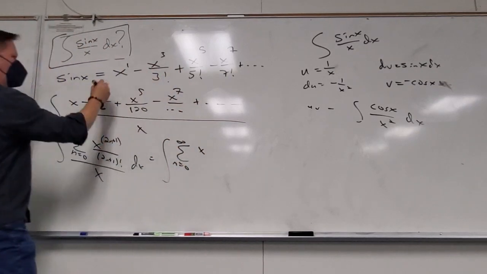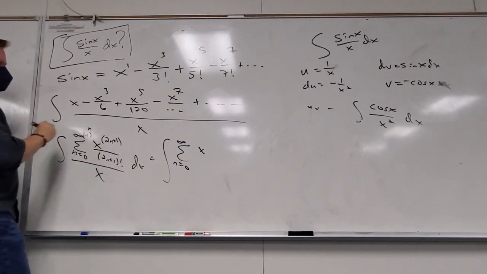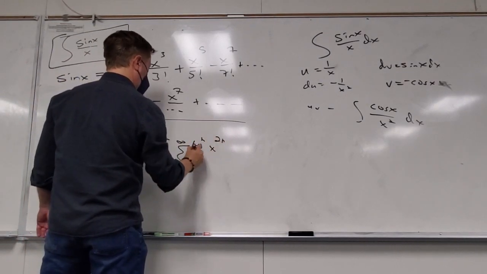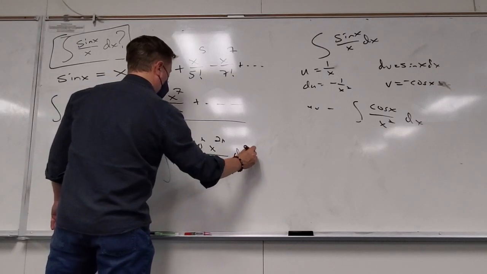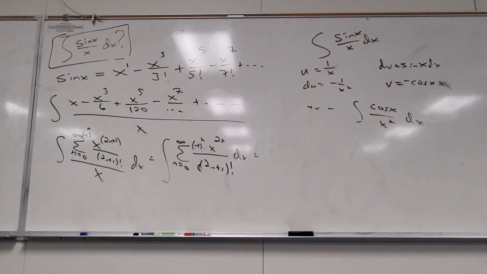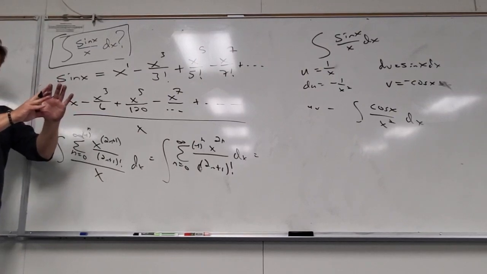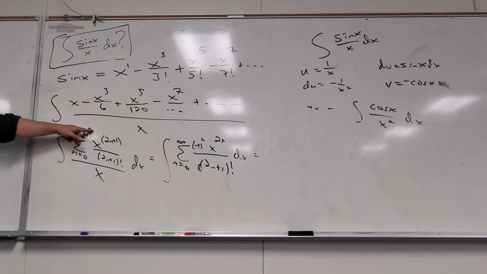Did I leave out... I did. I left out my -1 to the n here, all over 2n plus 1 factorial. Okay, let me stop for a minute. I left out a little -1 to the n to capture these negatives. Yeah, that makes sense. So it starts at 0? Starts at 0. -1 to the n? Yeah, starts at 0. So -1 to the 0 is +1.